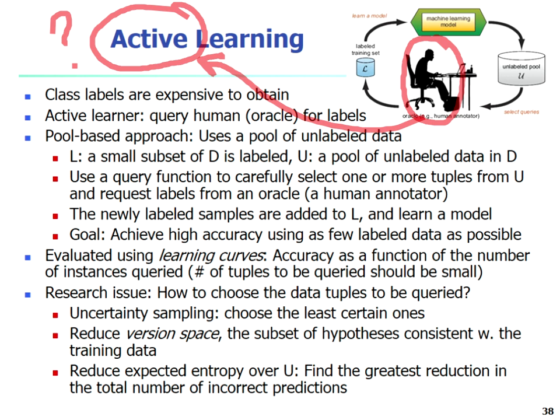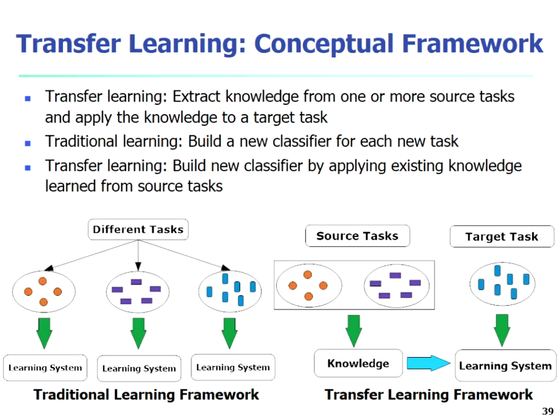U has the majority, and L is a small subset. So the majority of data here is unlabeled data, and L is a small subset of D, and L represents the labeled data. After that, the idea is to select a few tuples from U and request labels from a human annotator. This is the idea. For this reason, we say that it is active. And our goal is to achieve high accuracy by using as few labeled data as possible. Is it clear?